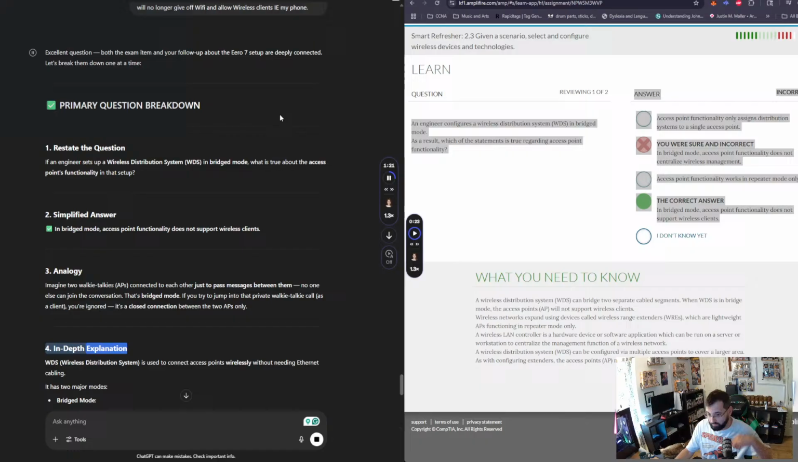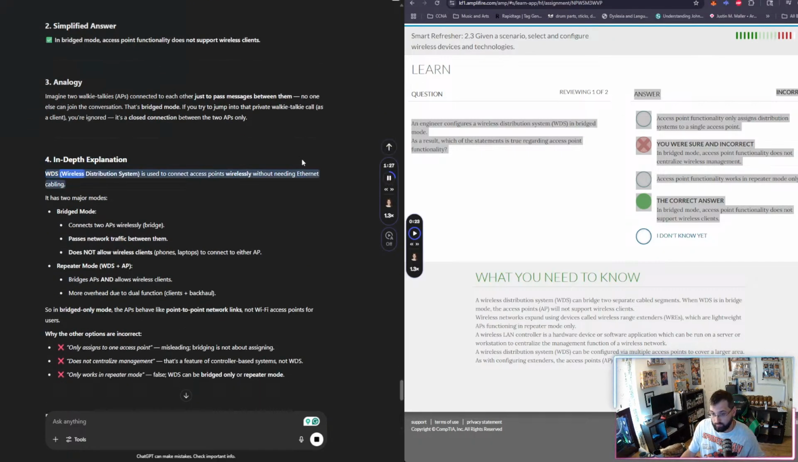4. In-depth explanation. WDS, wireless distribution system, is used to connect access points wirelessly without needing Ethernet cabling. It has two major modes. Bridged mode connects two APs wirelessly, passes network traffic between them, and does not allow wireless clients, phones, or laptops to connect to either AP. Repeater mode, WDS plus AP, bridges APs and allows wireless clients, with more overhead due to dual function, clients plus backhaul. So in bridged-only mode, the APs behave like point-to-point network links, not Wi-Fi access points for users.